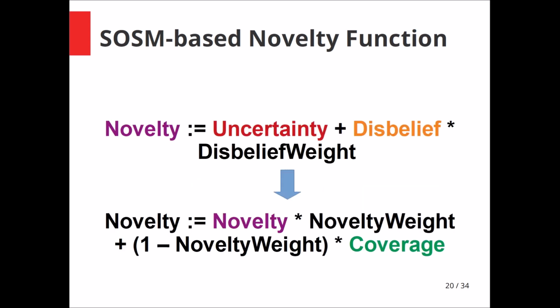Since other research in the novelty search domain has shown that it can be beneficial to include coverage, we slightly adjusted our novelty function to incorporate this metric. That means the final novelty is computed by taking the novelty according to the uncertainty and disbelief values multiplied by some novelty weight factor and summed up with the coverage value.